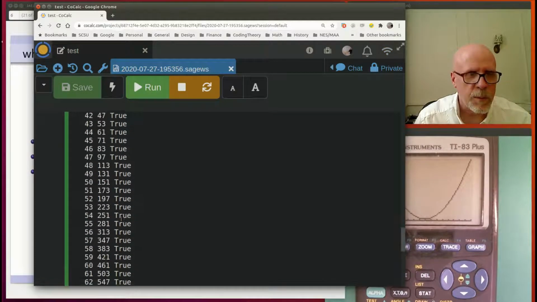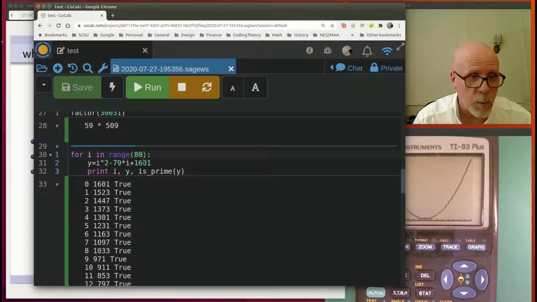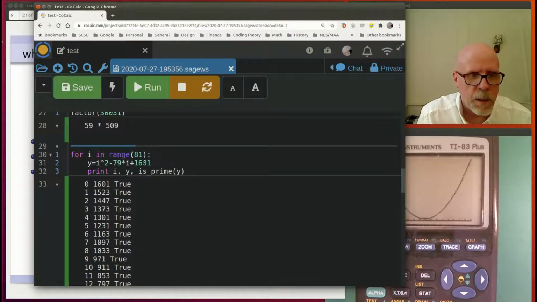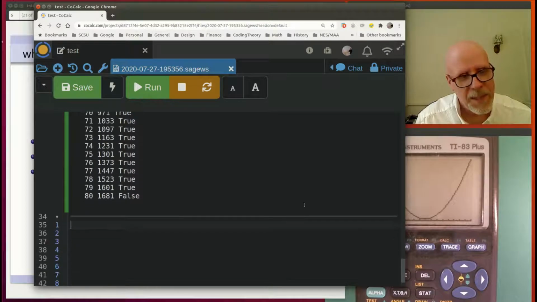Well, I don't want to leave you with the impression that this is true all the time. It's true over a remarkably long range, but not that far. So if we go down to the end of my thing again, at 80, we get 1681, which is not a prime number. In fact, that's 41 squared. If you think about that, it looks a little bit like the FOIL rule of 40 plus 1.